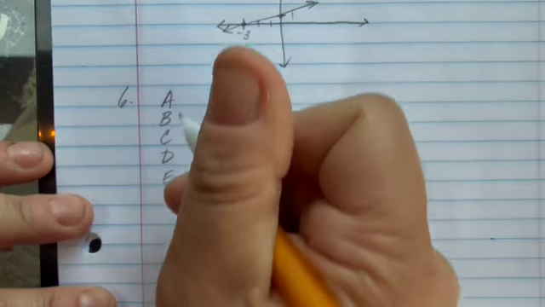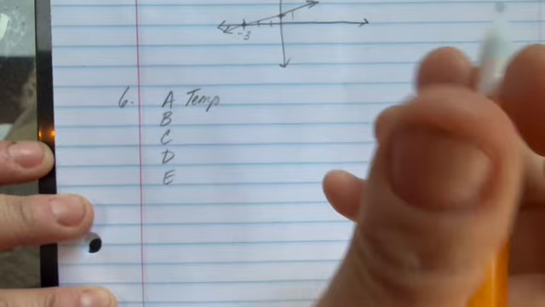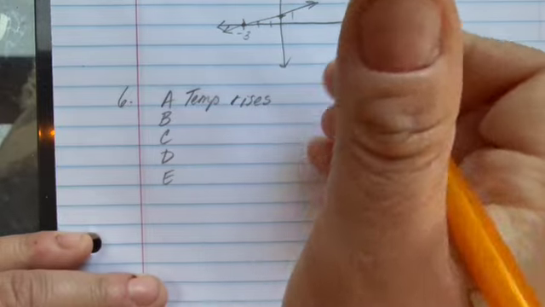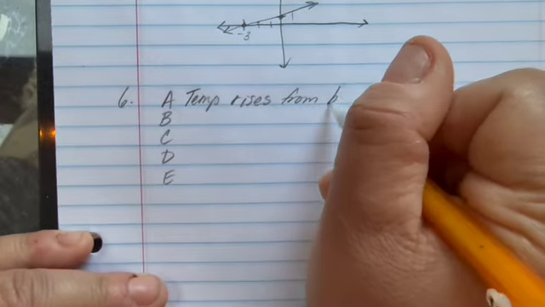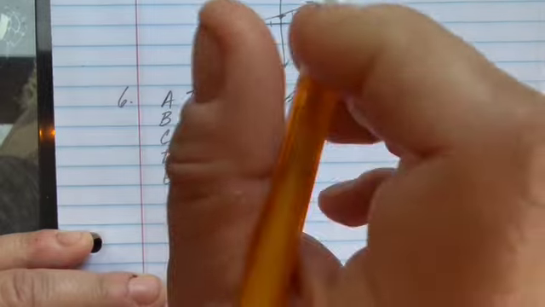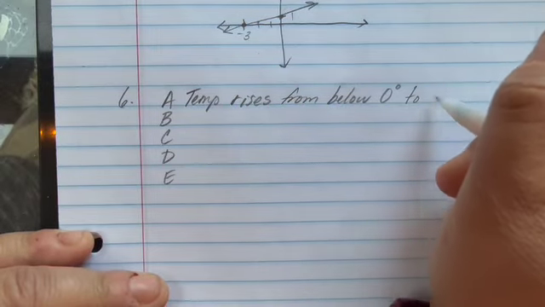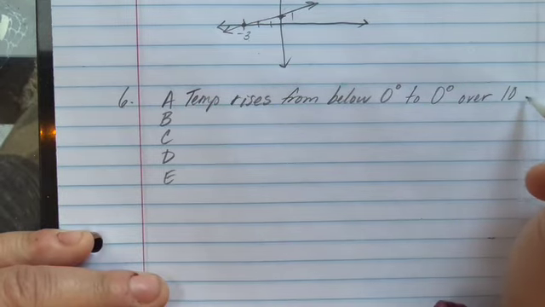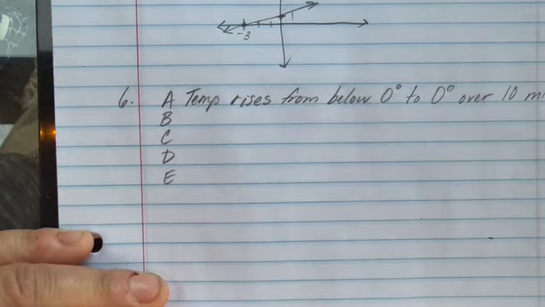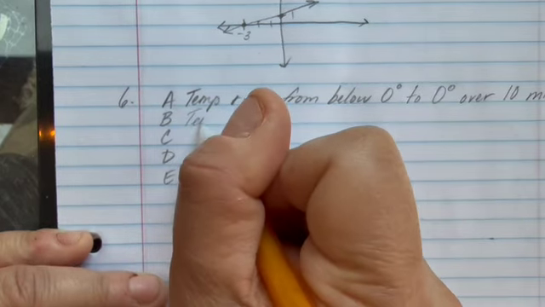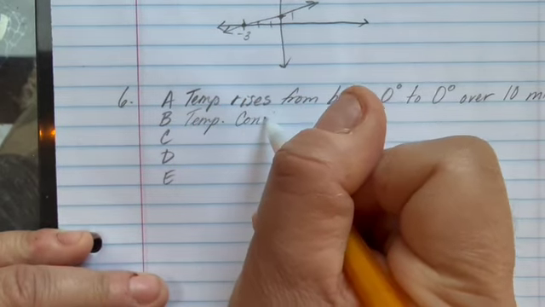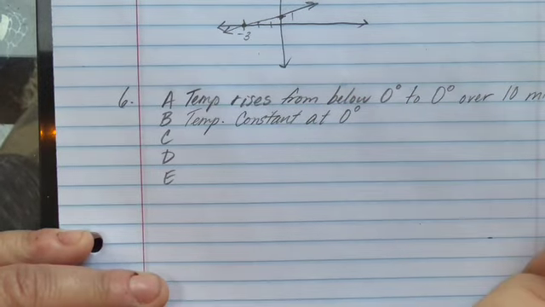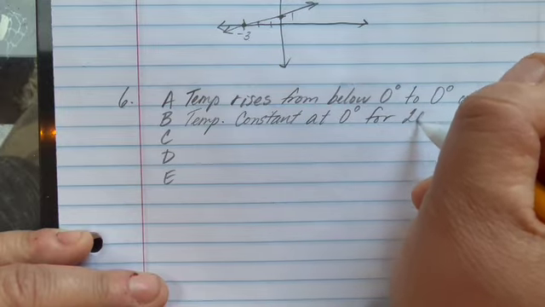So that A section, the temperature, can you guys see that okay? Yeah. The temperature rises from below 0 degrees to 0 degrees over 10 minutes. That's what happens in that A section. In the B section, the temperature is constant, right at 0 degrees, for 20 minutes.